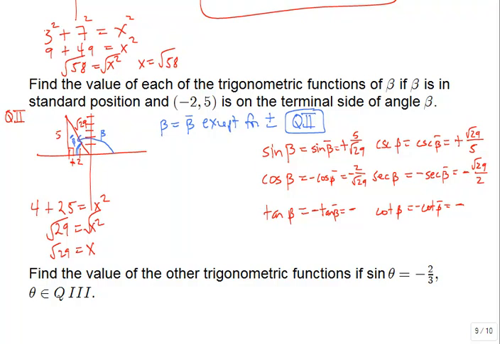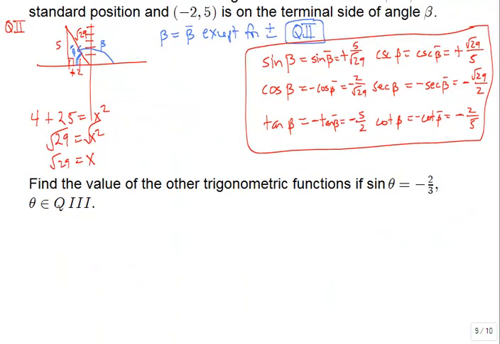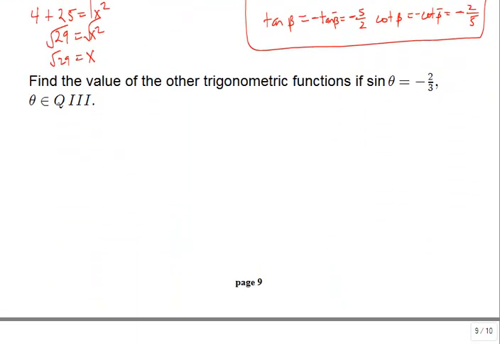Tangent of beta would be opposite over adjacent, so 5 over 2, but in quadrant 2 that's supposed to be negative, and the reciprocal would be -2/5. So it's a little tricky with the signs. I'm going to show you in the next example how I sort of ignore the signs until the very end and not worry about positive and negative distances and so forth to help make it a little bit easier. So let's try one more example.